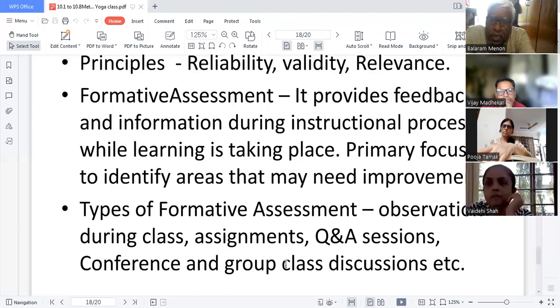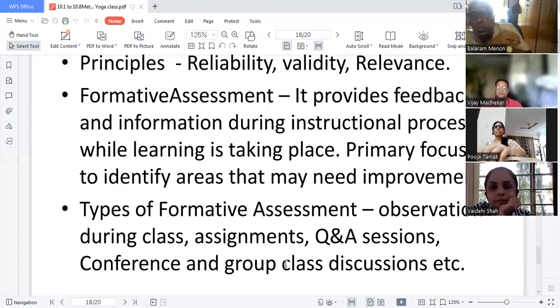Observation during class, assignments, question and answer sessions. Question and answer session, we have to ask the students themselves, those are practices. But this should be asked after 1 month or 2 months of complete practices. Every day prayers are important. Every day the performance will be better and better, and it should reach the optimum level.